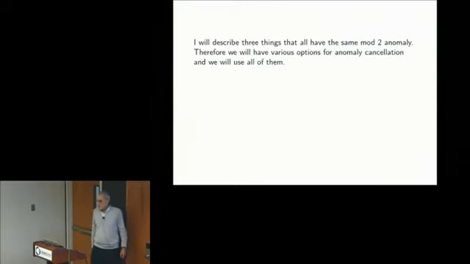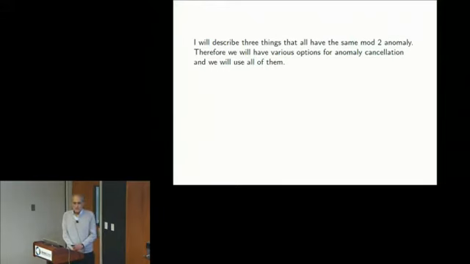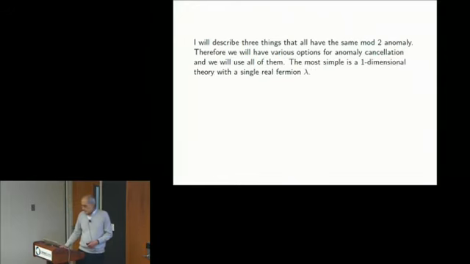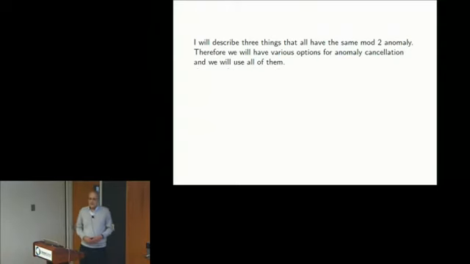And since you have three things that all have the same mod 2 anomaly, you have various options for anomaly cancellation. Any two of the three will cancel the anomaly in a non-trivial way, and we'll use all of them in constructing non-supersymmetric branes. And there's a fourth thing that has the same anomaly that was important in my paper with Robert, so there are more options, but we're only going to have three of them today.